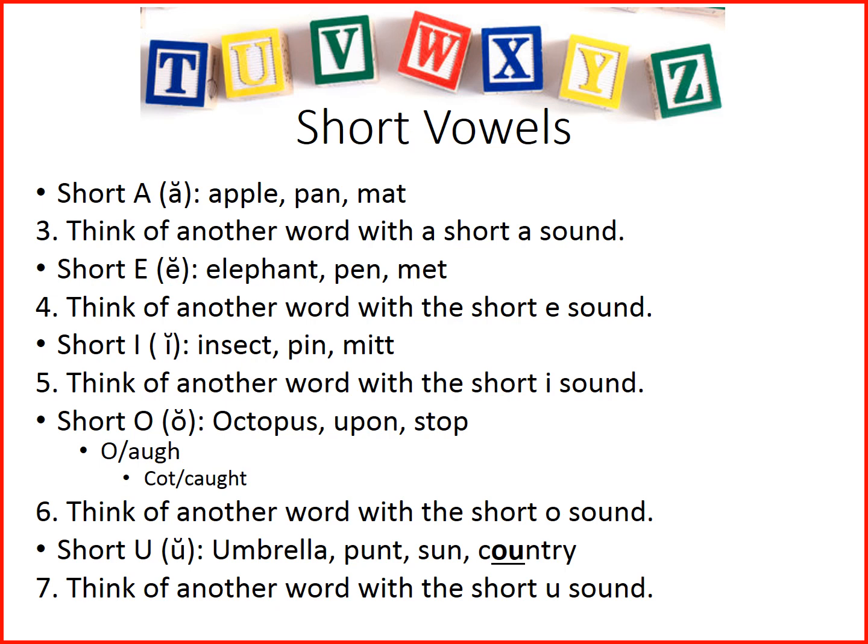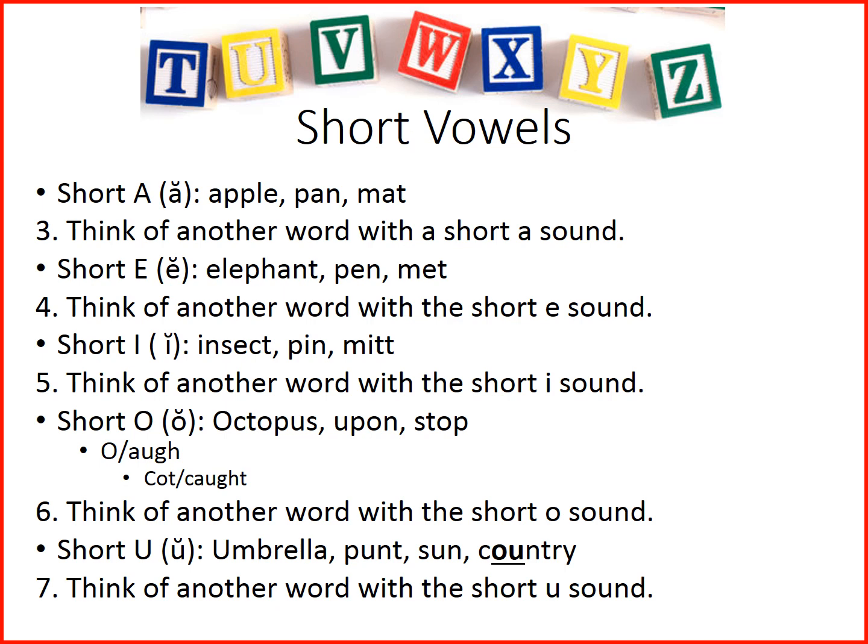The short sound of I is I. So short I, short E. If you have a southern dialect, you may not hear the difference between pin and pan again, but insect, pin, and it all have the short I sound. So for number 5, pause the video and think of another word with the short I sound.